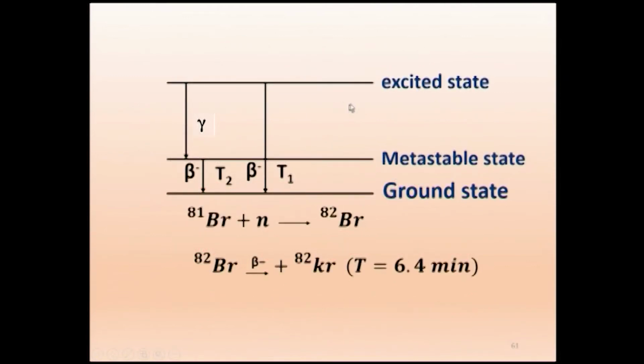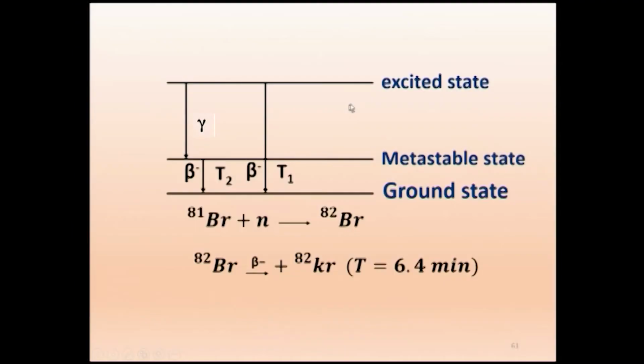So, we have the excited state, the metastable state and the ground state. When it is going from the excited state to the lower state, that we call T1. The other one goes from the excited state to the metastable state with gamma emission, and from this metastable state it goes to the ground state. Now, here we have T1 and T2. Which do you think will be larger? See here, the energy difference is large for T1, so it will come out with a shorter half life. You understand? If the energy difference is larger, it will come out with a shorter half life.